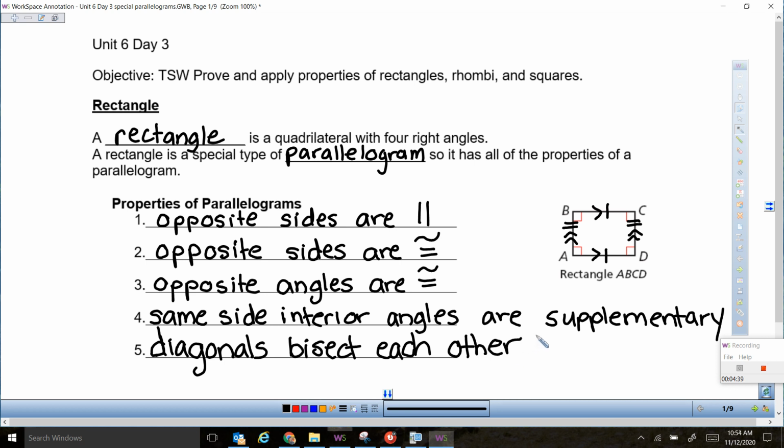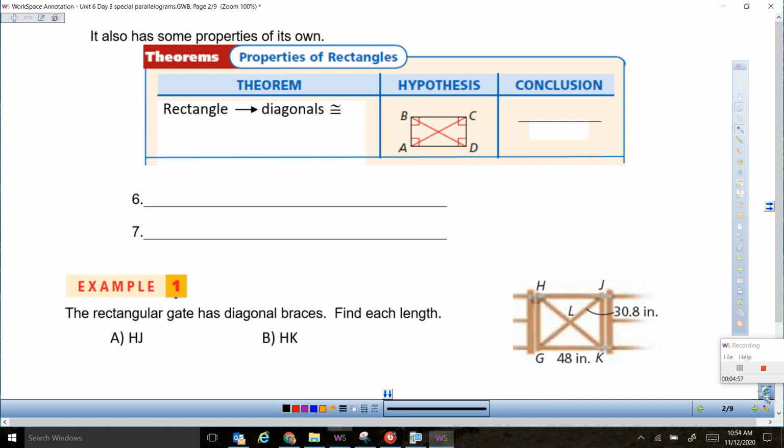Okay, so since a rectangle is a parallelogram, it has all 5 of those properties we've seen the last 2 days. Then, since it is a rectangle, it does have some special properties, and we are going to add that here in just a moment, but we have another dialog box here that we need to fill in.